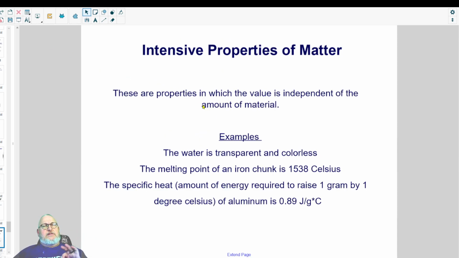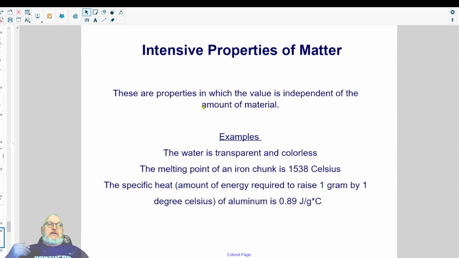Intensive properties are totally independent of the amount of the material. It just doesn't matter. So water is white, it's transparent and colorless. Iron is going to melt at 1538 Celsius. Doesn't matter if you got a little bit or a big piece. It's going to start to melt at 1538.